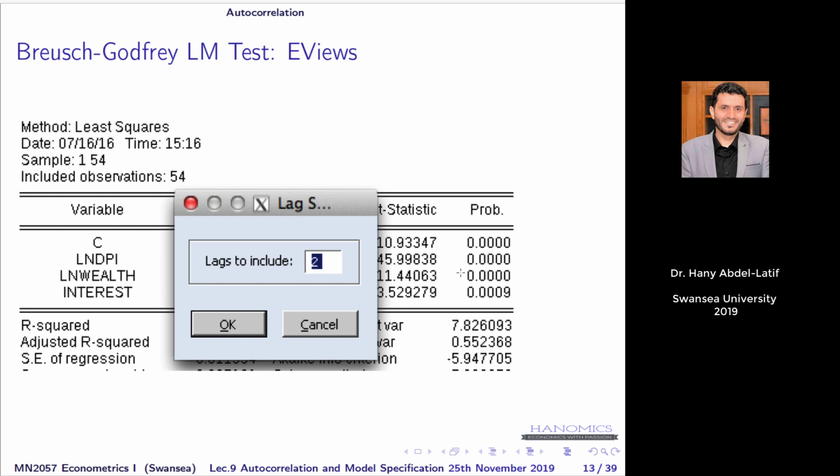In this case, I just thought, okay, let's try 2. So 2 means I assume that my error is AR2, meaning that ut equals rho 1 ut minus 1 plus rho 2 ut minus 2 plus some error. So that's my assumption when I put 2. If you think it's important to go back 4 lags, because your errors might be correlated with 4 time periods in the past, then you should do 4. So these are the number of lags you include.